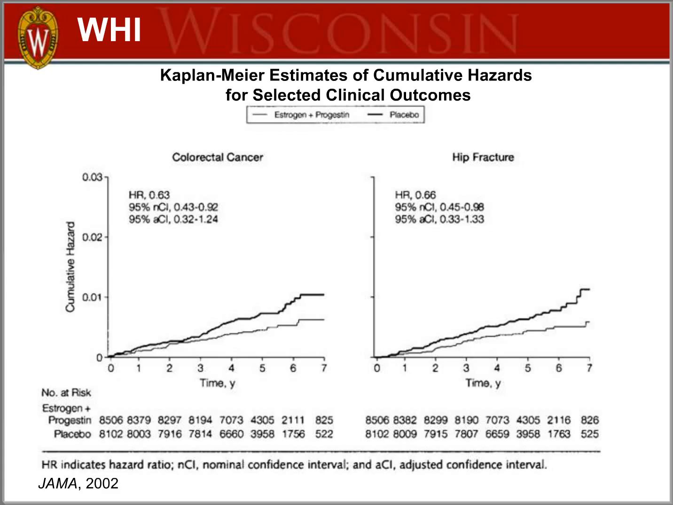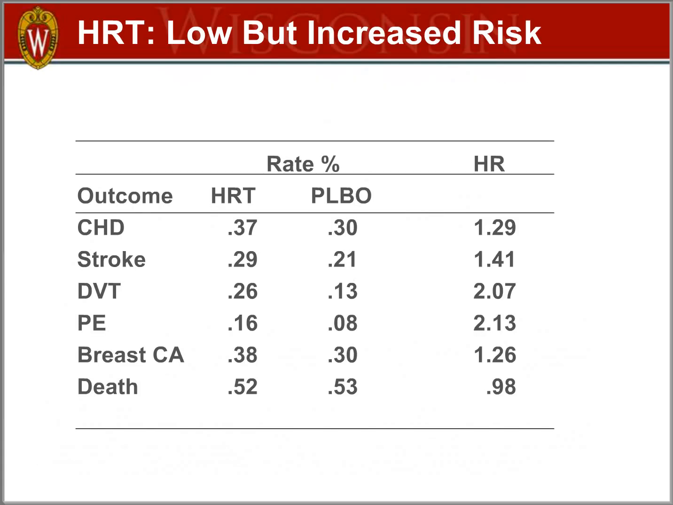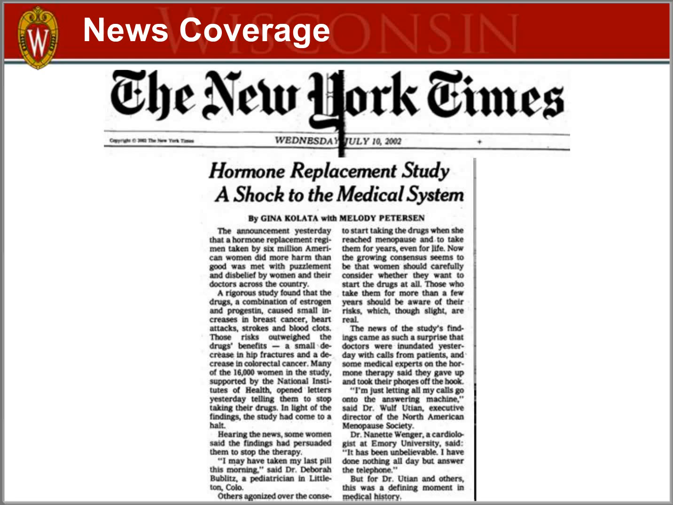The lesson here, I think, is that a therapy based on observational data, based on theory, became widespread practice, among the largest drugs prescribed, and unknown to us, had some serious harmful effects on coronary heart disease, on stroke, on DVTs, pulmonary embolisms, and on breast cancer. Again, theory and observation gave us the wrong answer. This, of course, was a shock to the medical world and to the postmenopausal women who were taking the therapies.